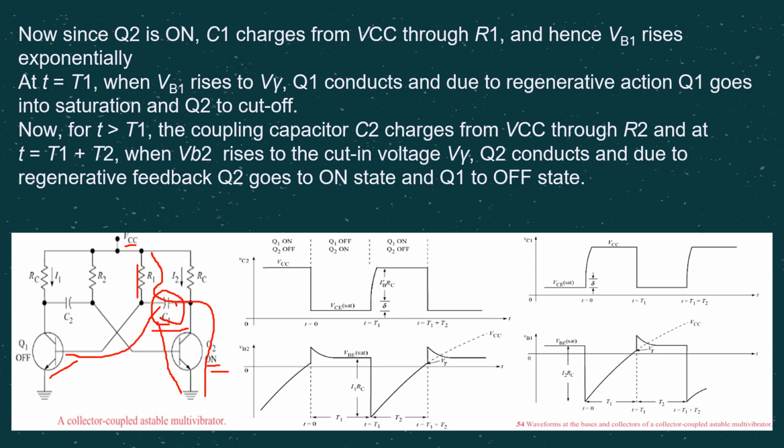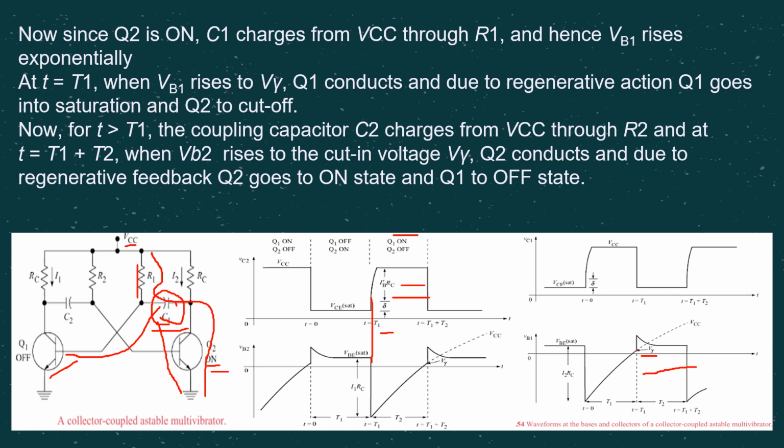At t equivalent to capital T1, when VB1 rises to V gamma, Q1 starts conducting. Due to regenerative action, Q1 goes into saturation and Q2 goes into cutoff. Now for t greater than T1, in this period, the coupling capacitor C2.